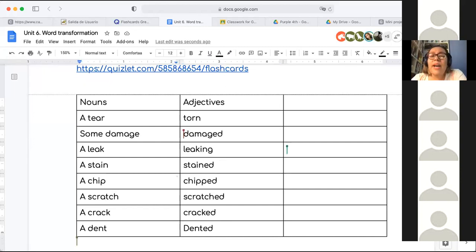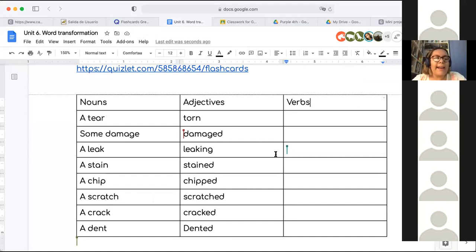So there we go. All right, so now we've been checking these ones. Let's move on to the next one. A scratch, yeah, that is the noun. Scratched is the adjective, perfect. A crack, yeah, cracked. A dent and dented, perfect. All right, that is excellent. So now let's keep the transformations going, okay? Let's transform these ones into verbs.